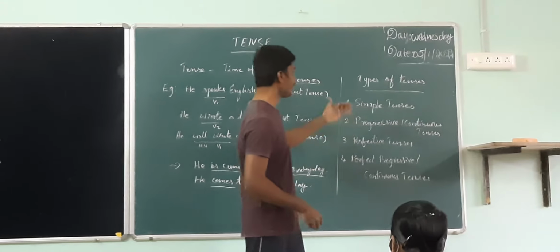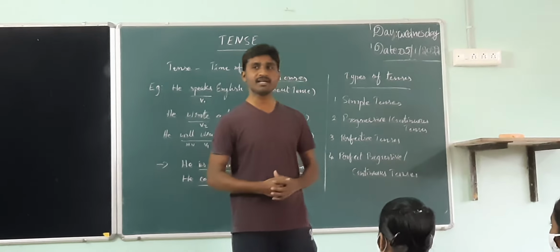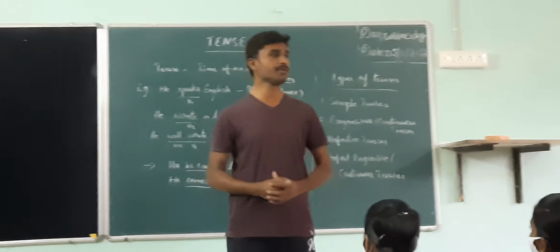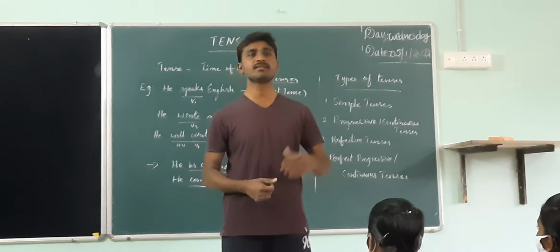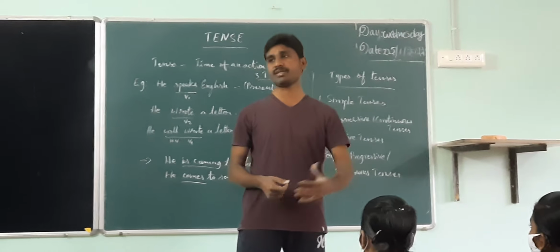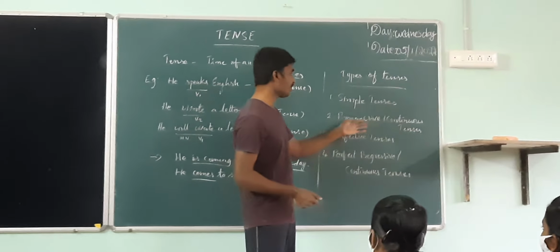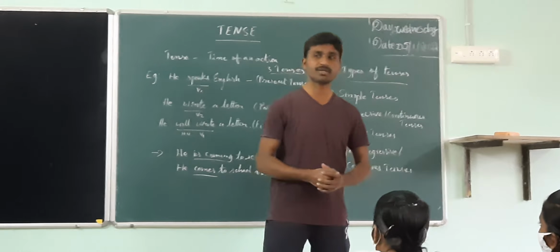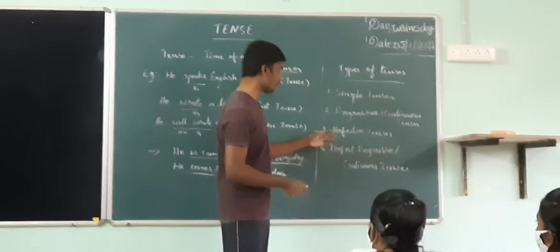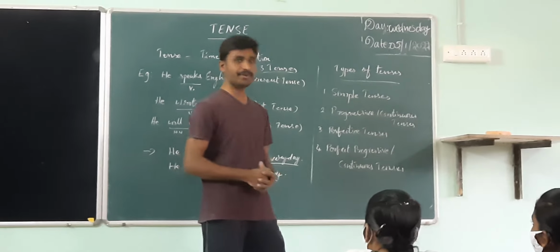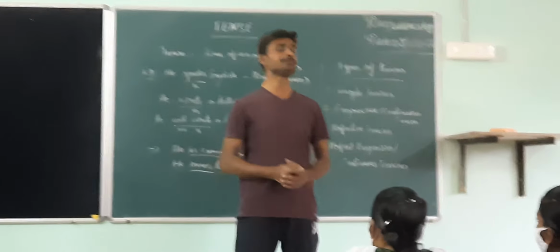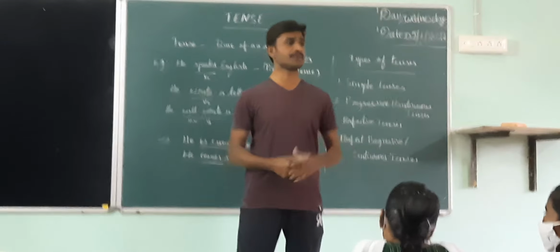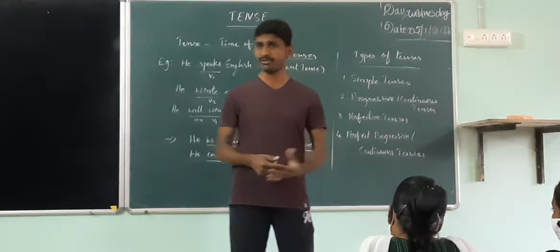If you take the present tense, there are each one again. Simple tenses means simple present tense, simple past tense, simple future tense. Coming to progressive or continuous tense, we call the present continuous, past continuous, future continuous. The third one is the perfect tense. Perfect tense is the present perfect, past perfect and the future perfect.